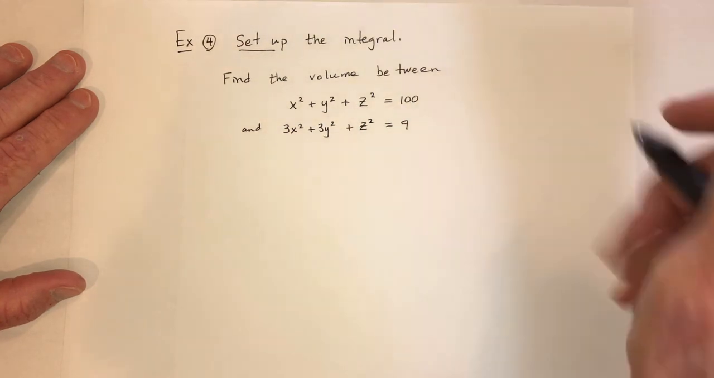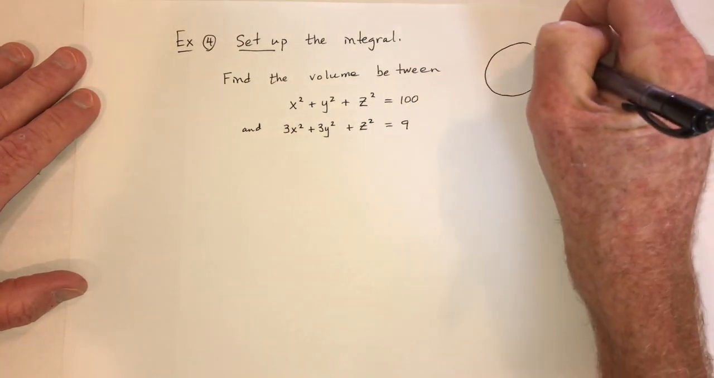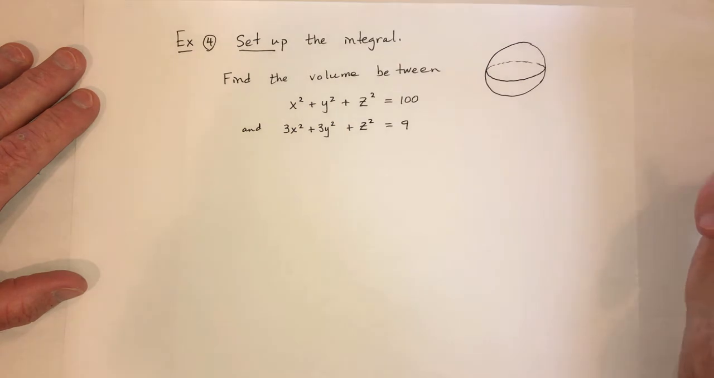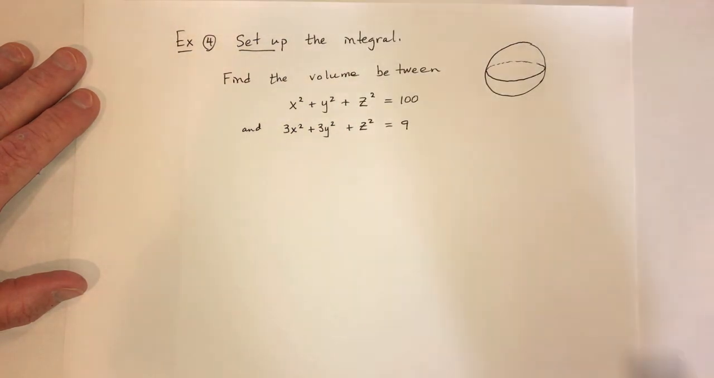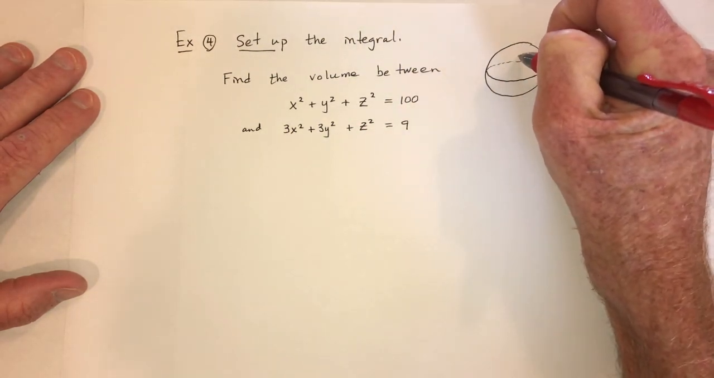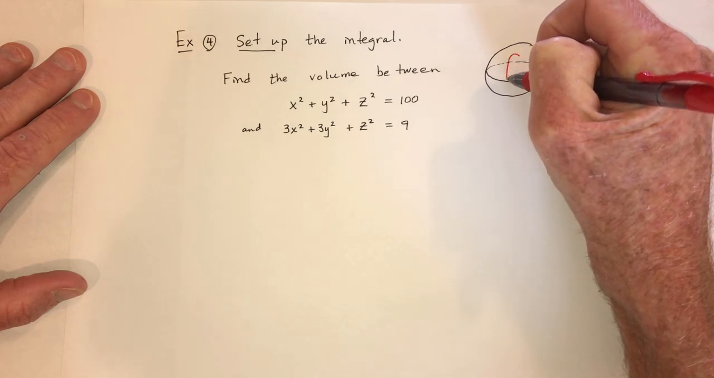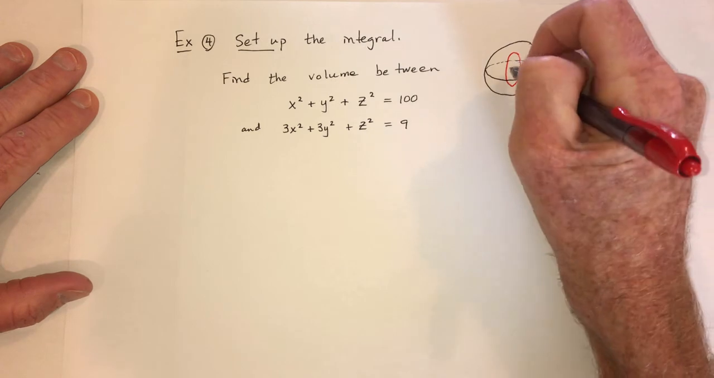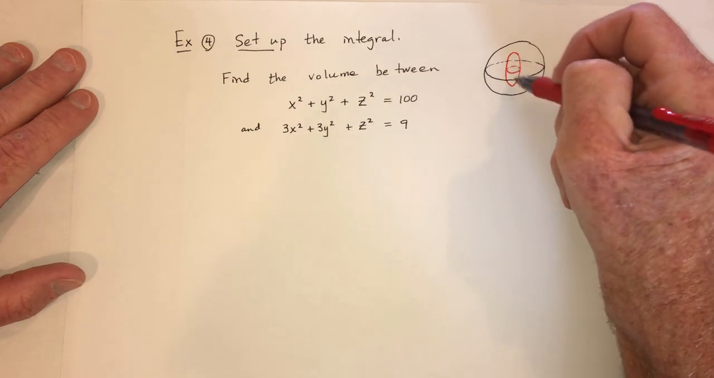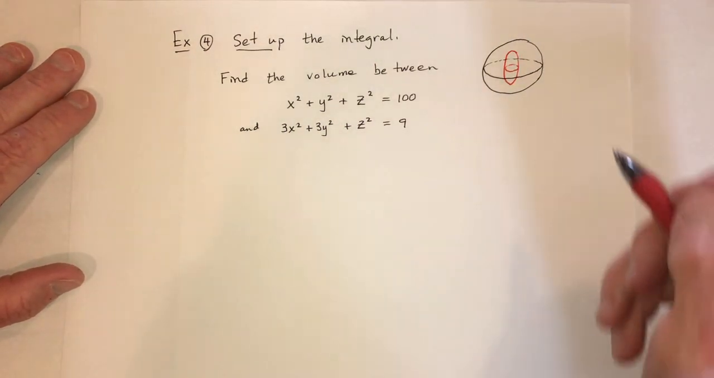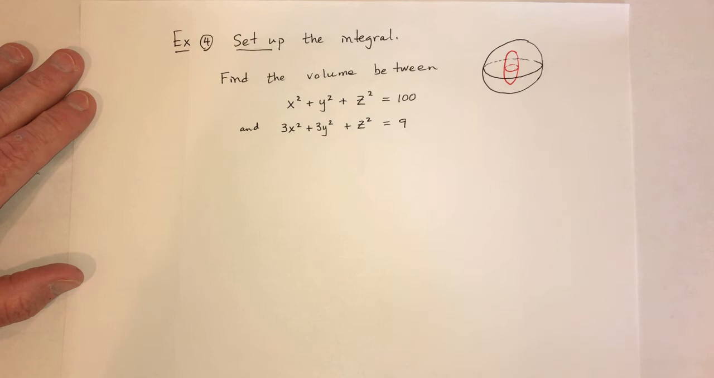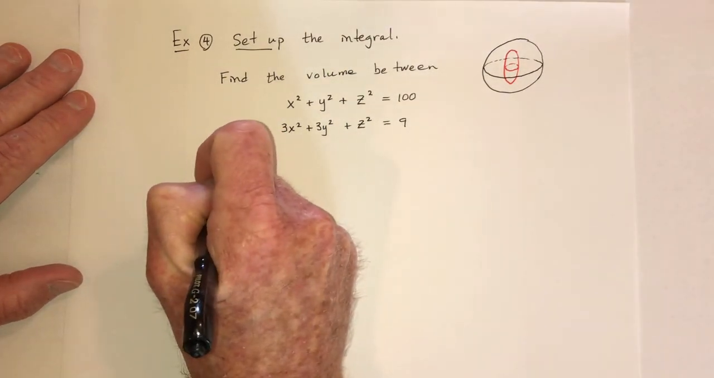So this first one right here, that's a sphere with a radius of 10. So it looks like that. And then this one is an ellipsoid, and so it would look sort of like, I don't know, it looks like a capsule, like Advil or something like that. So anyway, then find the volume that's between them. So first thing is change to polar form.